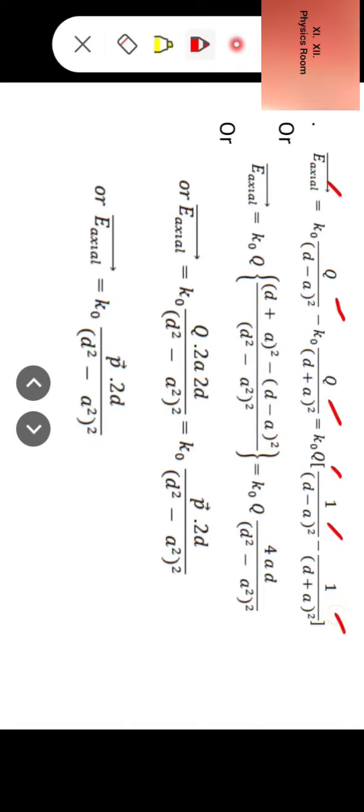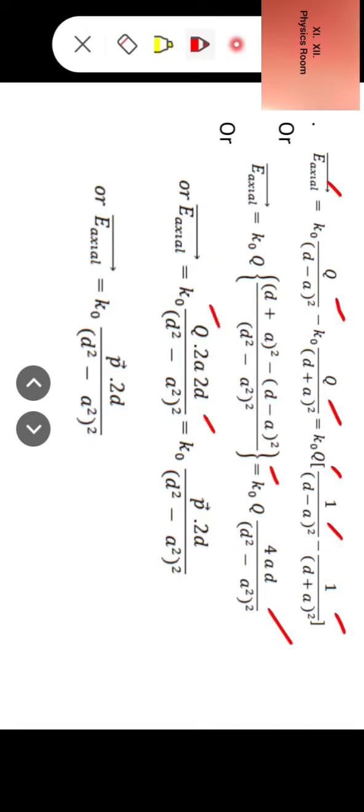On simplifying, we get E axial is equal to K naught Q within bracket, divided by (D square minus A square) whole square, and in the numerator we write (D plus A) whole square minus (D minus A) whole square. So it is equal to K naught Q 4AD divided by (D square minus A square) whole square. So on simplifying, we get E axial equal to K naught Q 4AD divided by (D square minus A square) whole square.